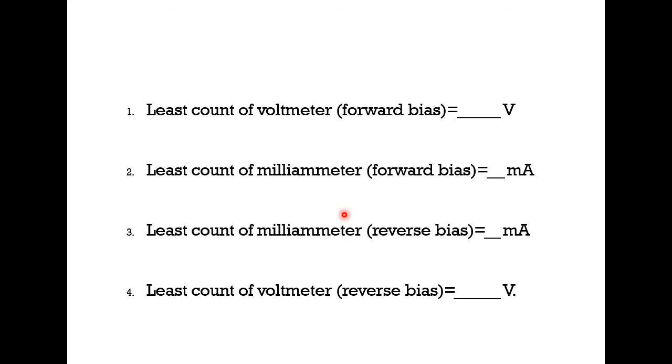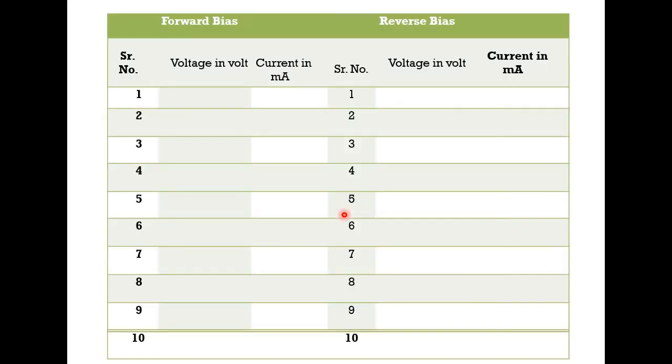So in this experiment, first you have to calculate the least count of each and every meter, so that after deflection you will get what amount of reading is generated on the meters. So for that, knowledge of least count is required.